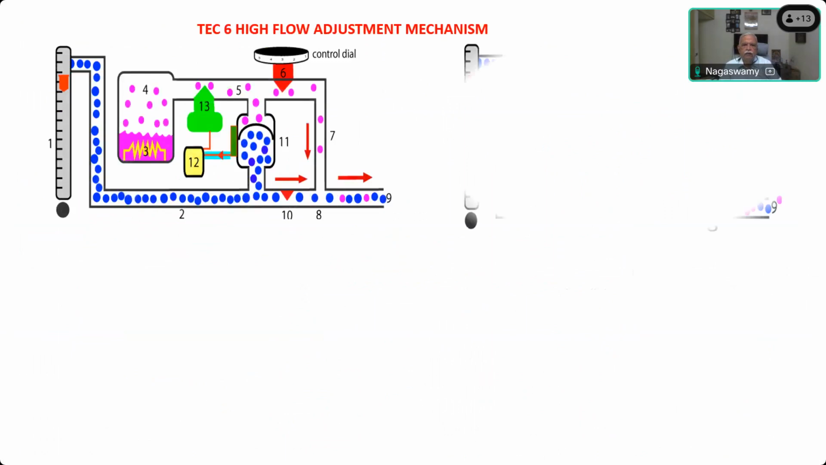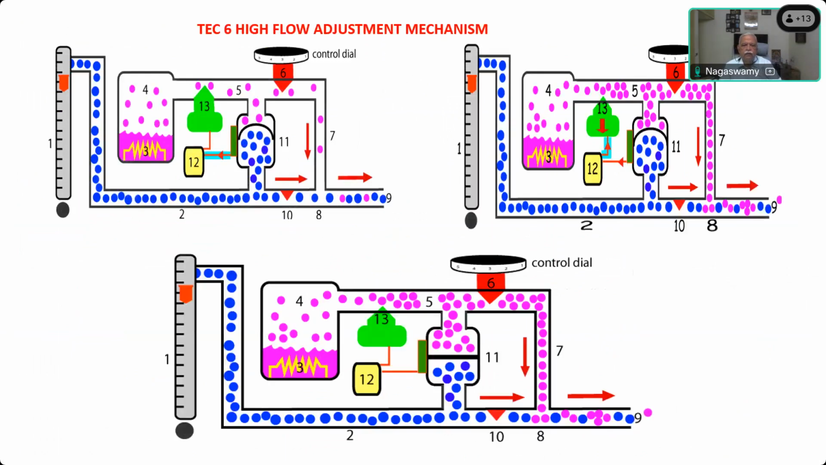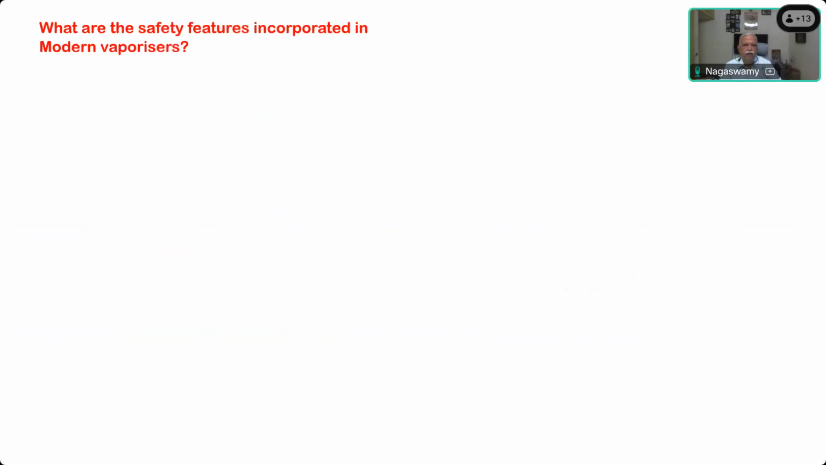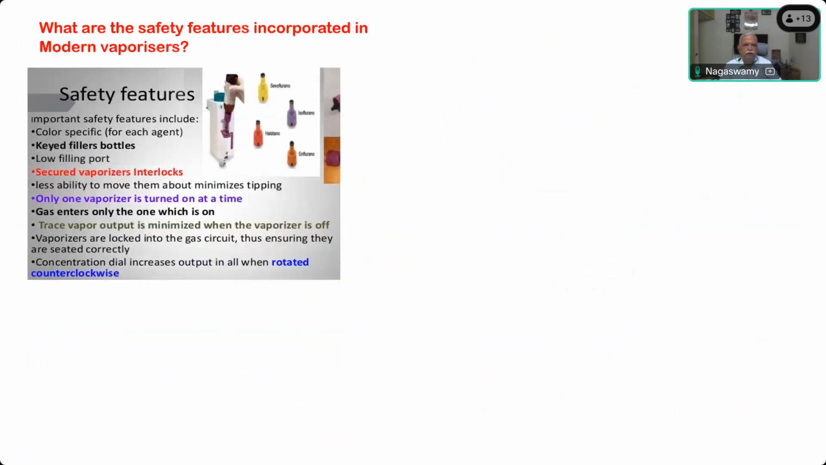Now, we have already seen gas flow. What are the safety features incorporated in the modern vaporizers, such as the pre-fill system, low filling port, and all these things? Those were already discussed. What are the hazards of vaporizers? This can sometimes be asked.